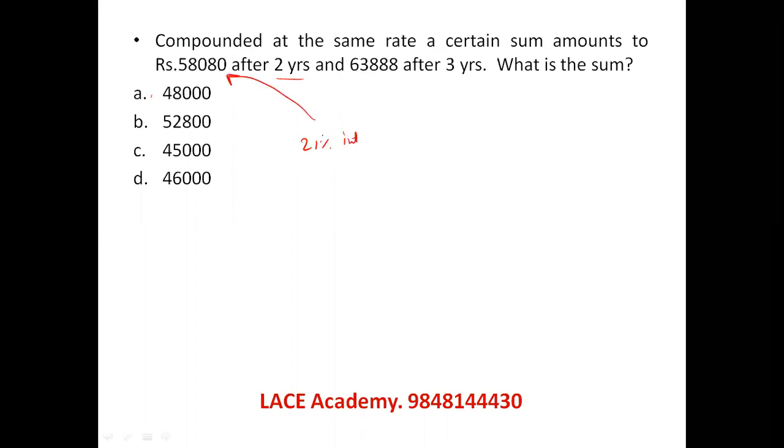So what's the best option? So 48,000, 21%. If I take 48,000, 21%, 48 2 is 96, so nearly 9,600 something. This nearly goes to 5,800. This is a very good option. 52,000, 21% interest actually takes it more than 60,000. 45,000, 21% is only 9,000 nearly, which is 54,000 in total. This is also 56,000. So the only option possible with 21% extra on that value becomes 58,080 is 48,000.